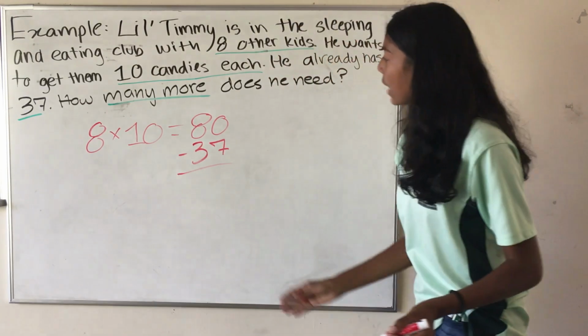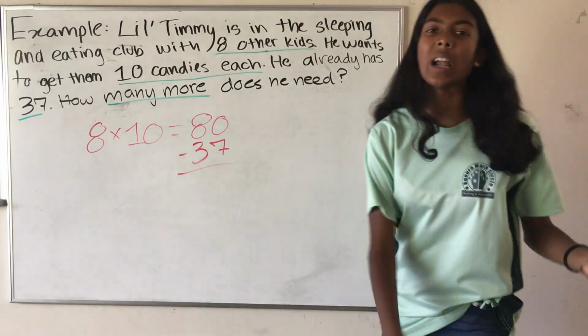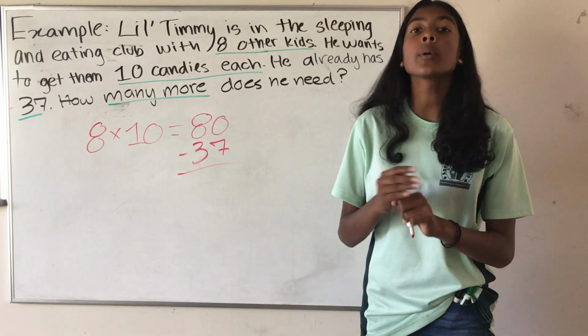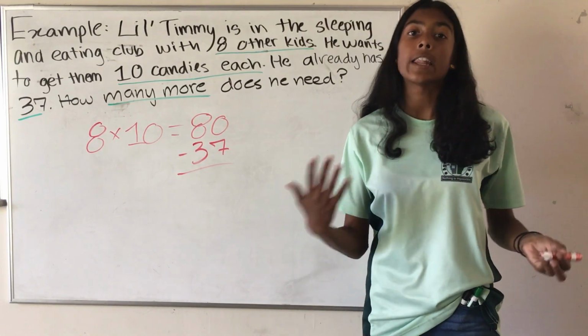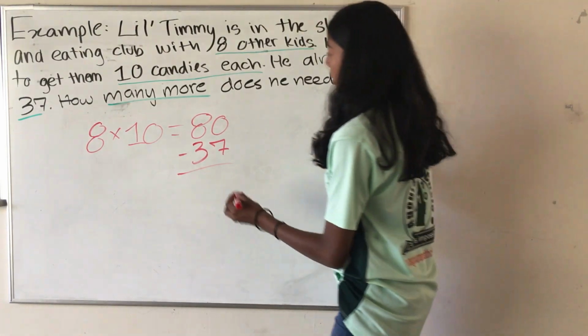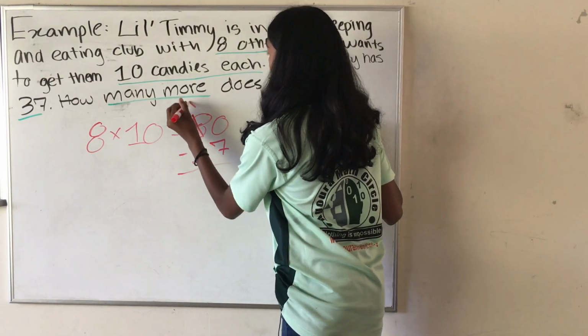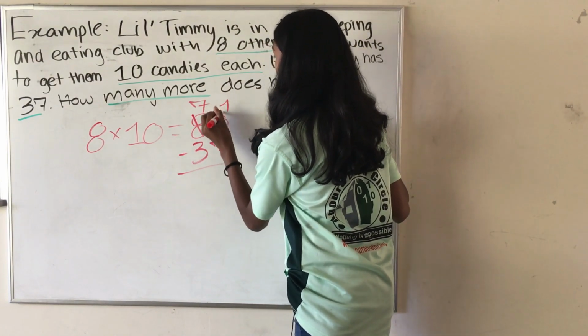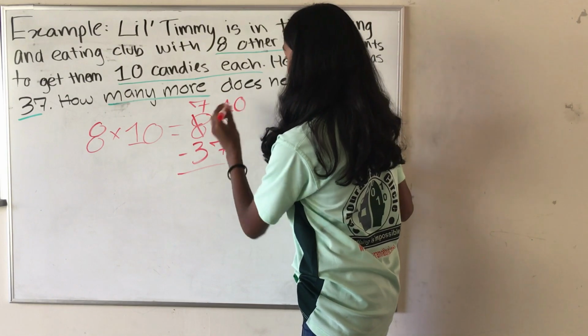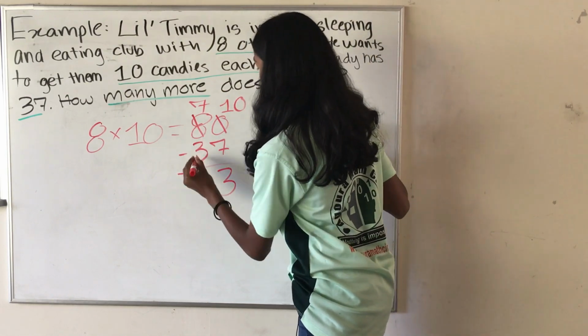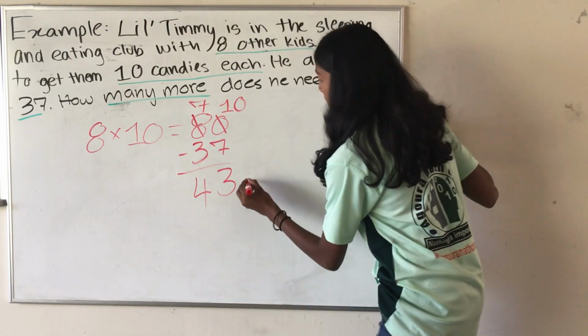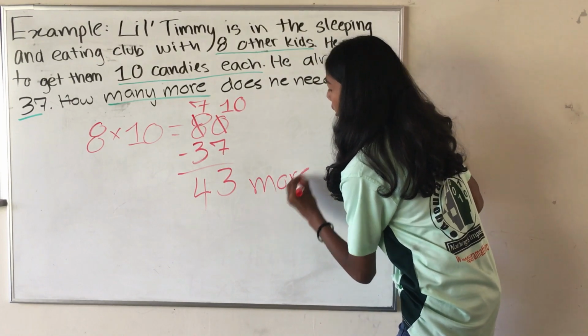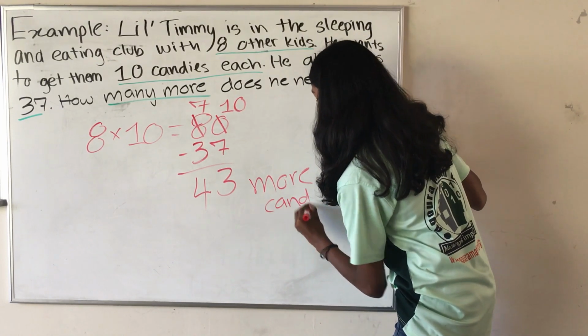So doing this, we first think 0 minus 7. I can't do that, so we're going to carry the 1, which you learned how to do last time. So we're going to borrow one of these ones, make that a 7, make this a 10. 10 minus 7 is 3, 7 minus 3 is 4. So he has to get 43 more candies.